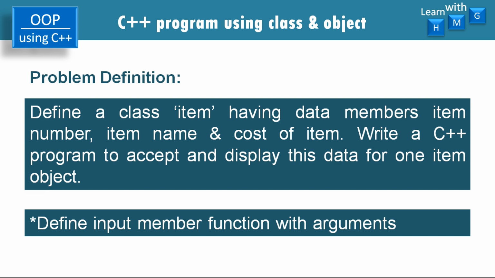Here we are going to write a C++ program in which the name of the class is item, and this class item has three data members. The first data member is item number, the second is item name, the third is cost of item, and we are going to create one object because it is asked to process one item object. While writing the input member function, you have to pass arguments. So let us write the input member function with arguments, and write a complete program using it.